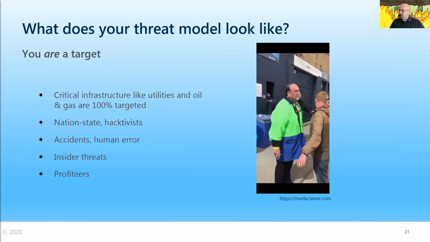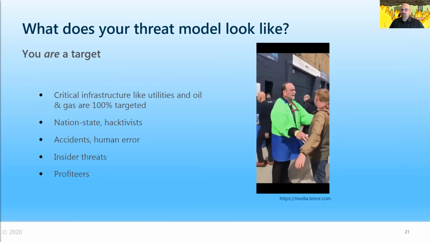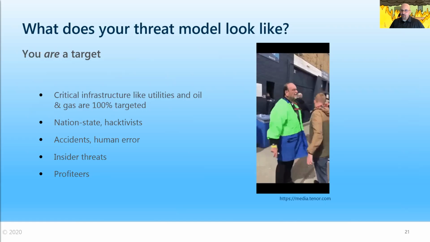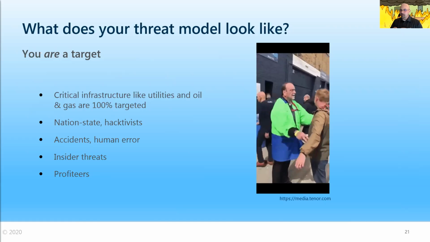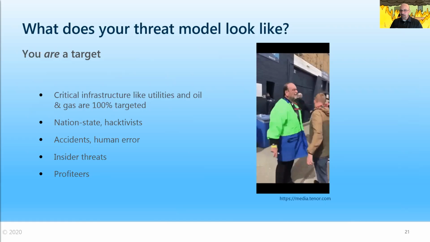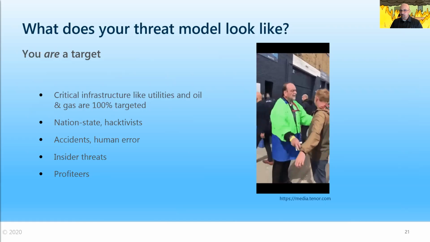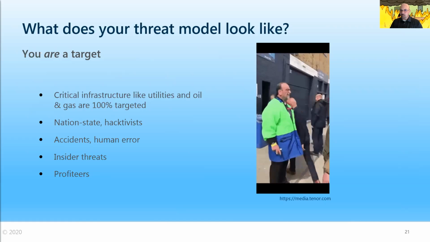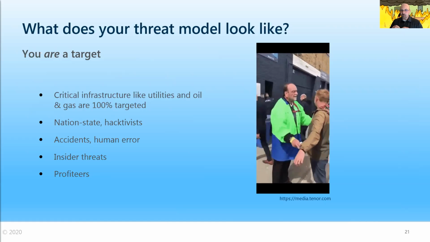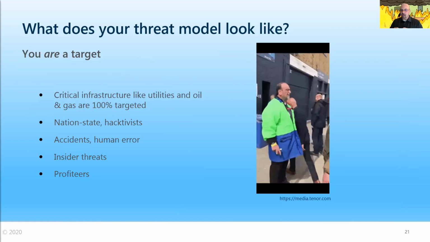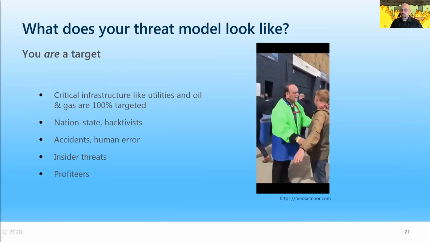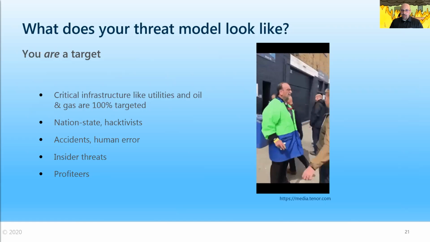So what does your threat model look like? This is one of my favorite GIFs. If you're in critical infrastructure, you are 100% a target. As I said in one of the earlier slides about the CIA getting green-lit to go after critical infrastructure, that's just going to come back on the US as well. So if you're in critical infrastructure, you're 100% a target. Nation states, obviously, and hacktivists, given some of the things going on right now. I wouldn't be surprised to see some more hacktivism. And also accidents and human error.